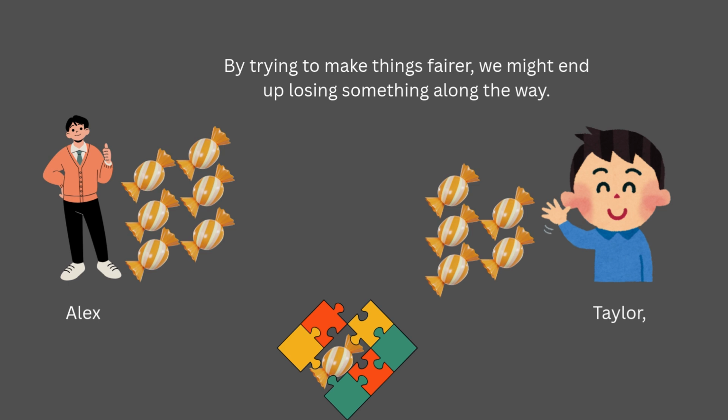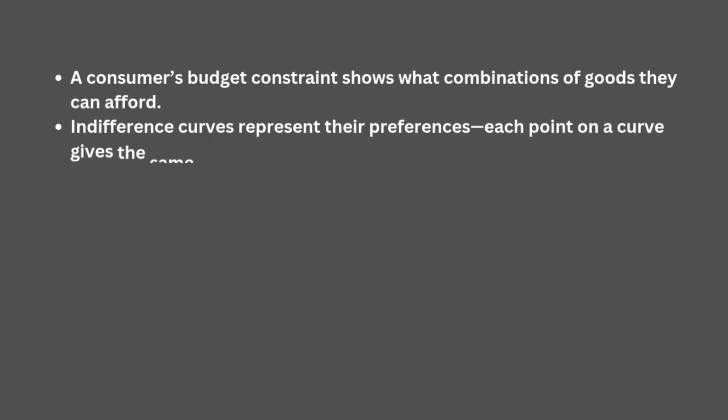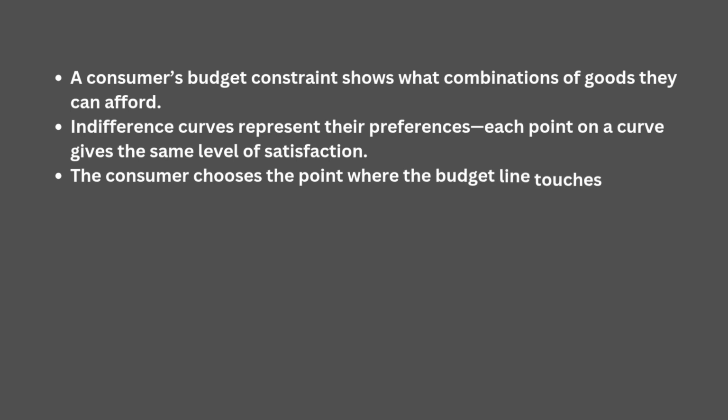Let's start by recalling how an individual consumer makes choices. A consumer's budget constraint shows what combinations of goods they can afford. Indifference curves represent their preferences. Each point on a curve gives the same level of satisfaction. The consumer chooses the point where the budget line touches the highest possible indifference curve. Now scale that up to society.